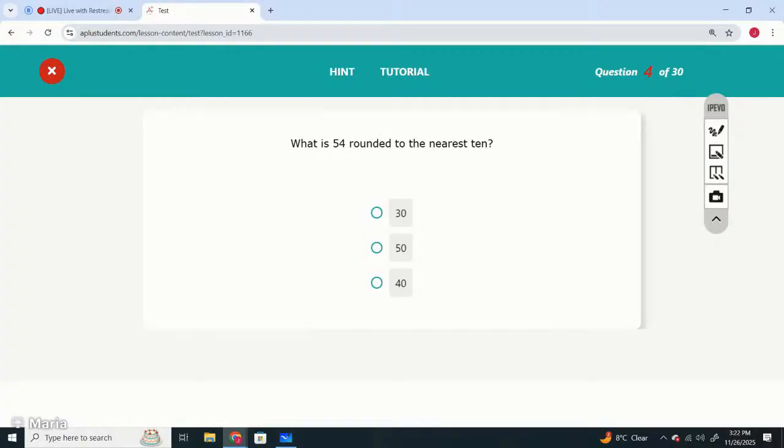What is 54 rounded to the nearest 10? So which is the correct option? 54 is rounded to which 10? 54 is rounded to 50. Very good. Option number 2 is the correct option.